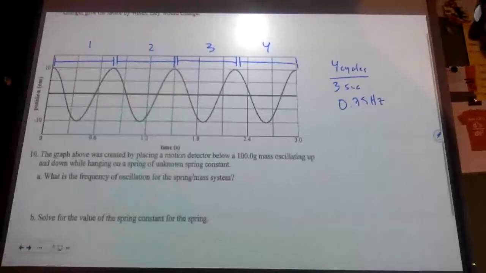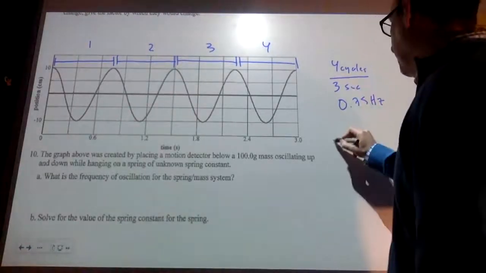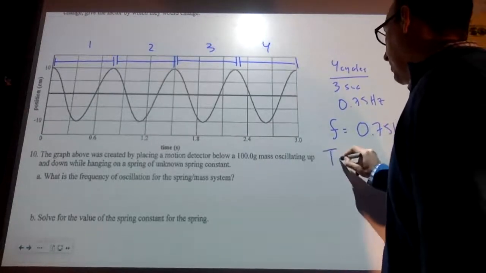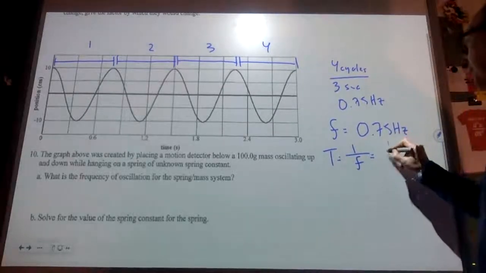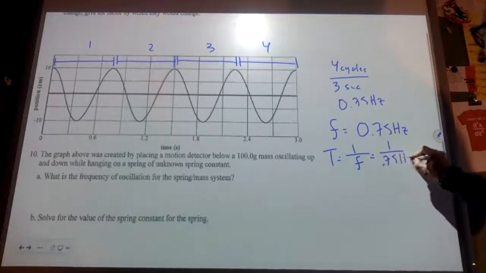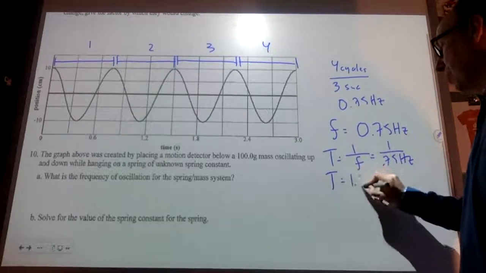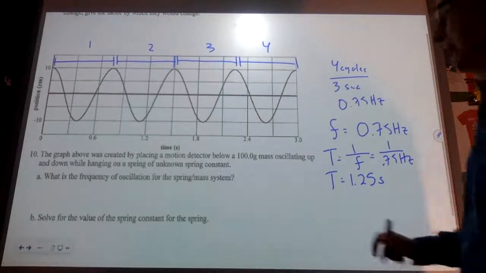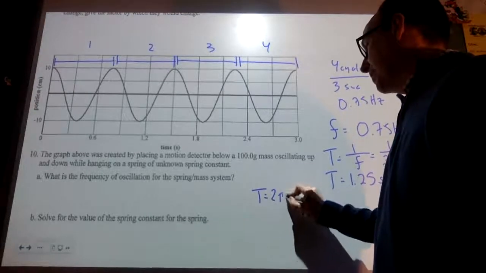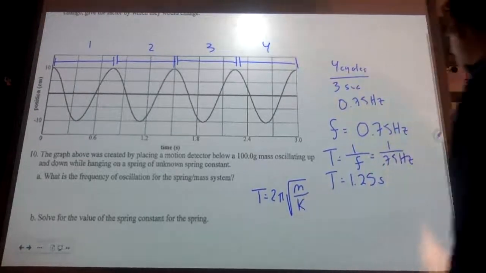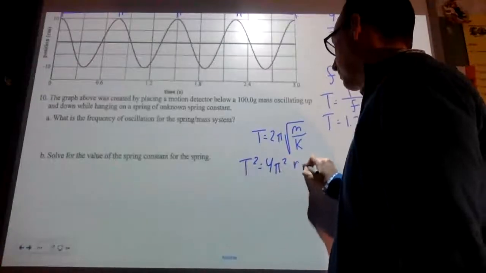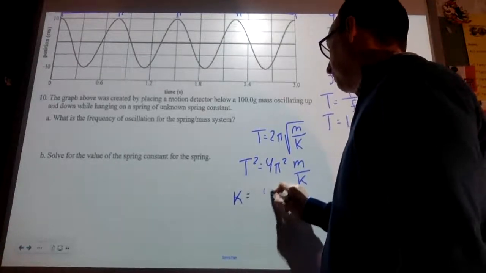What is the value of the spring constant for this spring? So if my frequency is 0.75 hertz, my period is going to be 1 over this value. So my period is 1.25 seconds. And I know what my mass is, which is 100 grams. So I would have that T is 2 pi square root of m over k. I would square both sides. Then get k by itself.